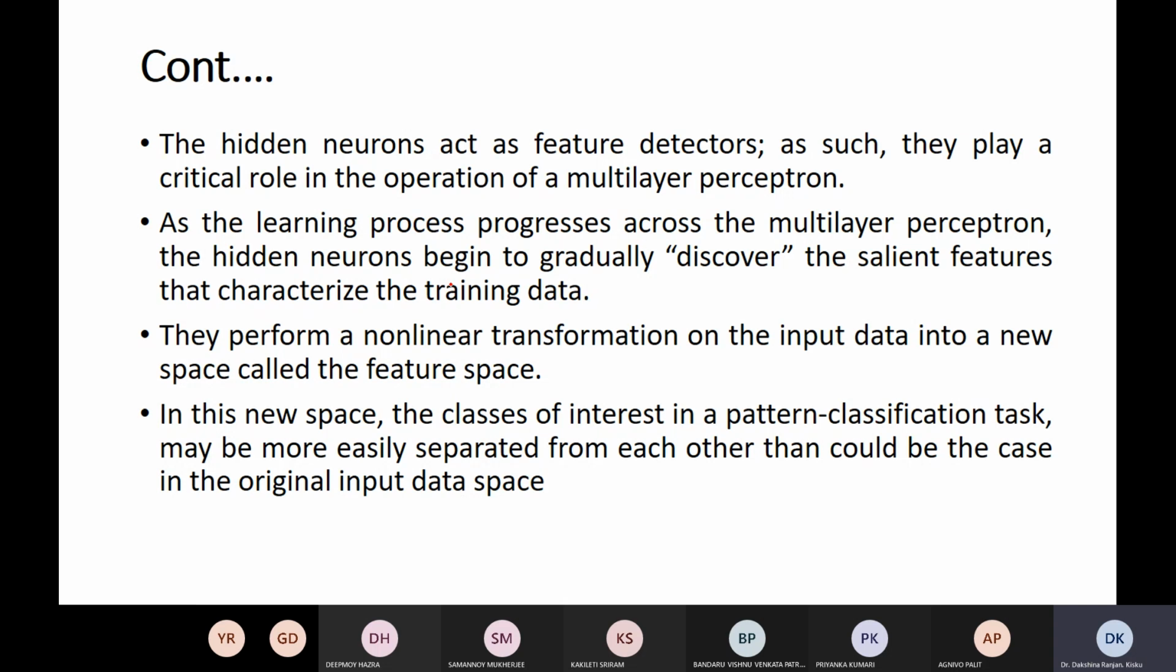And the hidden neurons perform a nonlinear transformation on the input data into a new space called the feature space. Okay. So when the activation function is fed with the induced output of the aggregation function, the nonlinear transformation is performed at the activation. So the activation function is responsible for performing a nonlinear transformation on the input data into a new feature space, in which we can represent the training data more wisely. Okay. So in this new feature space, the classes of interest in pattern classification tasks may be found more easily separated from each other.